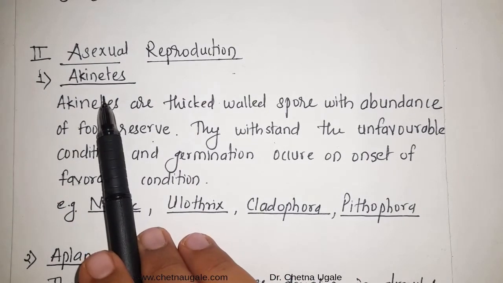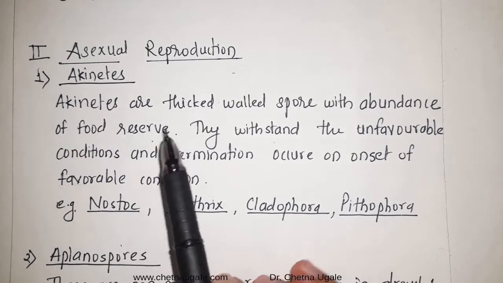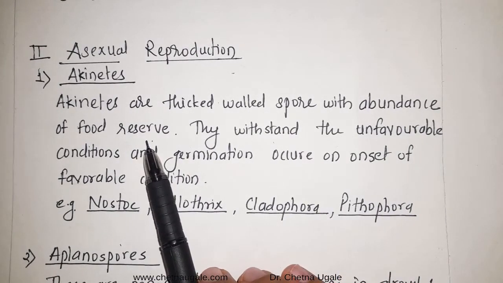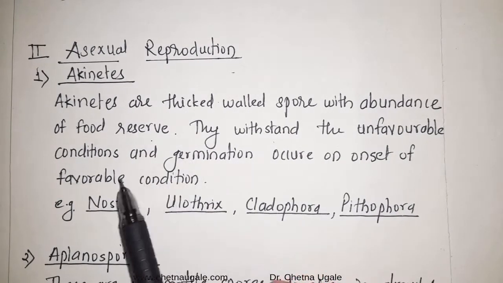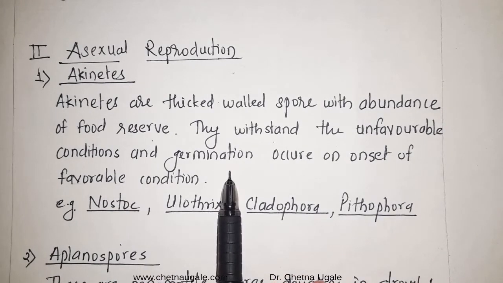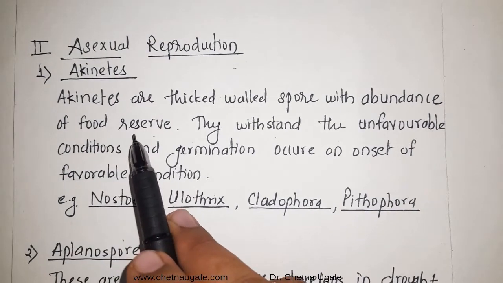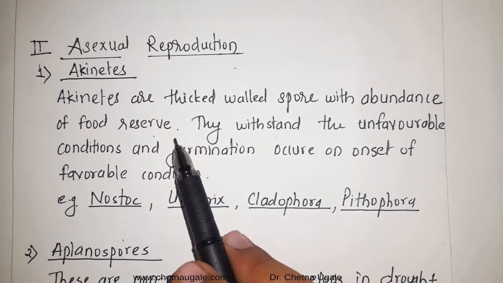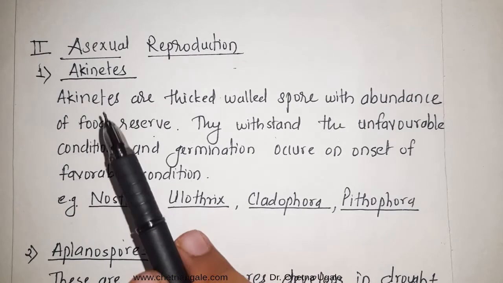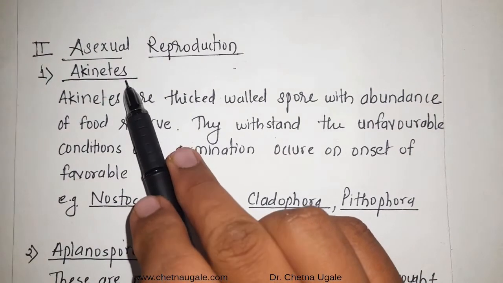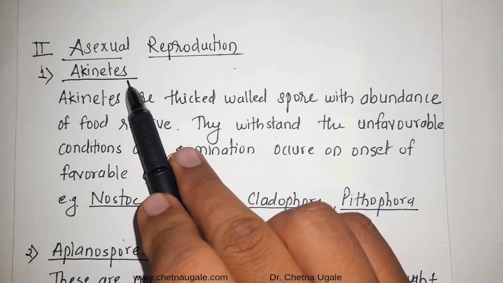The first one is the akinets. Akinets are thick-walled spores with an abundance of food reserve. They withstand the unfavorable condition and germination occurs on the onset of the favorable condition. Akinets are well-developed spores formed in the algae, represented by a thick cell wall and an abundance of food reserve present within it. So akinets are particularly developed to withstand the unfavorable condition.